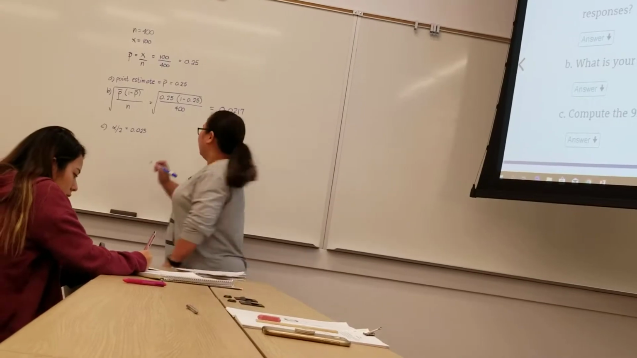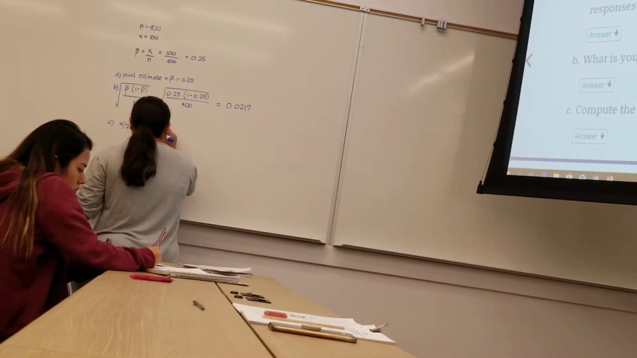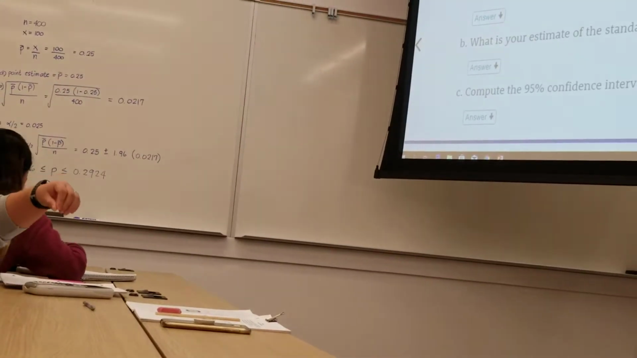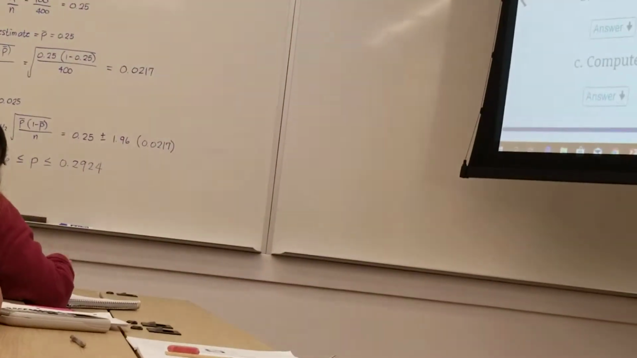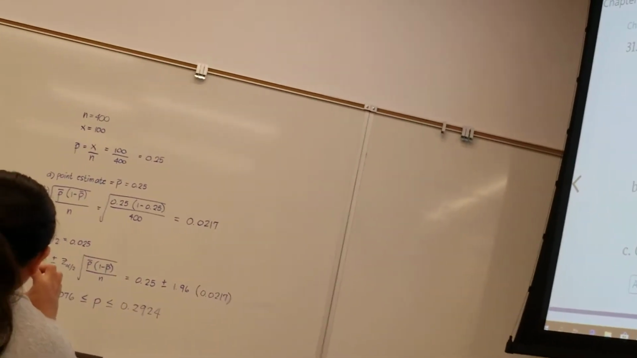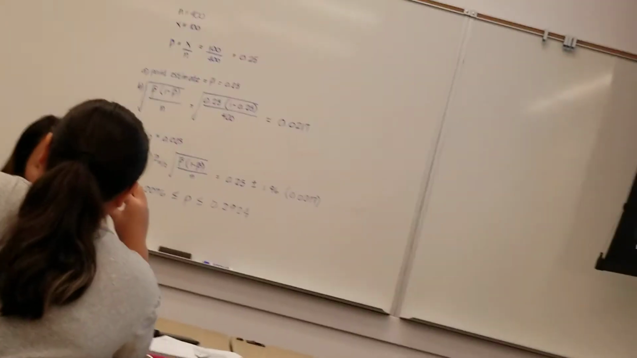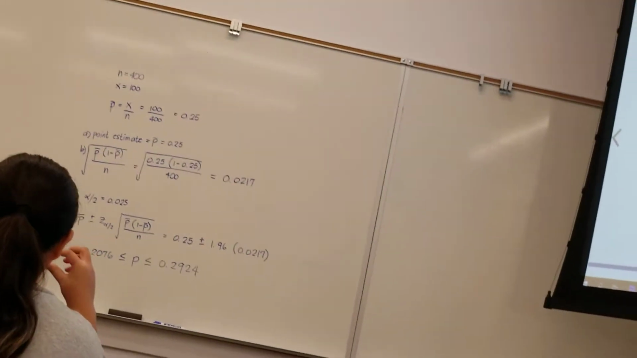Your standard error is not right. It's written right. So p-bar's 0.25, right? You're trying to find an interval in which the population proportion lies.